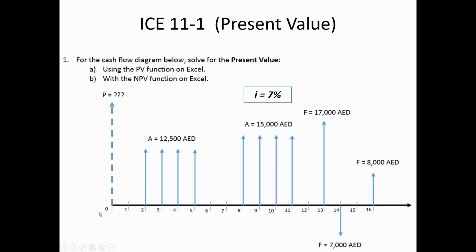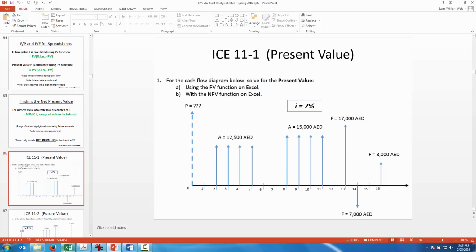We want to know if we were going to receive a single lump sum today in year 0, what is the value of that lump sum if we're discounting things at an interest rate of 7%. So we'll start with A, using the present value function with Excel.